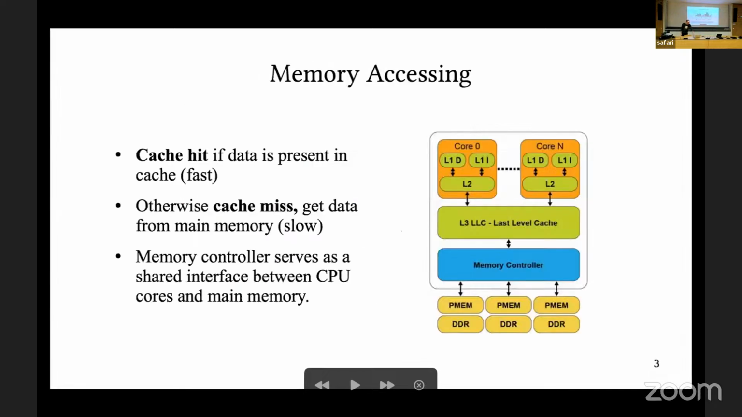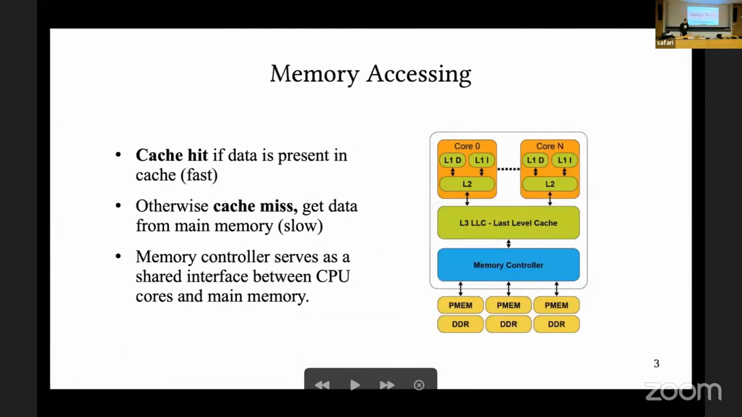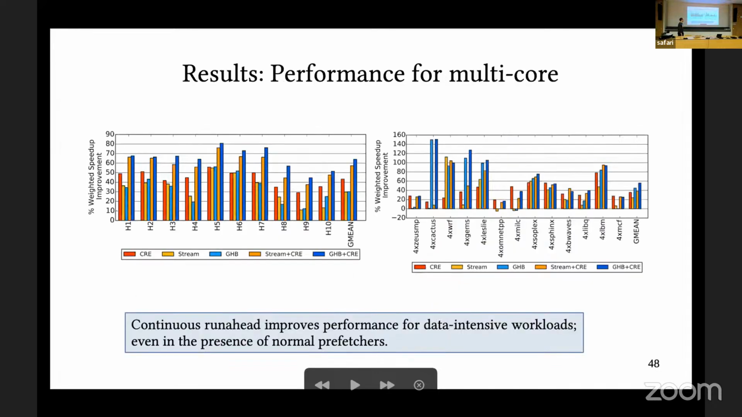Multi-core, this is pretty much what I said. Crucially, this is not negated by having a prefetcher. Maybe not complement, but they don't negate each other. Multi-core is here on the left. We have heterogeneous on the right, homogeneous workloads. Pretty much the same picture. Pretty nice, good speedup across the board, basically.